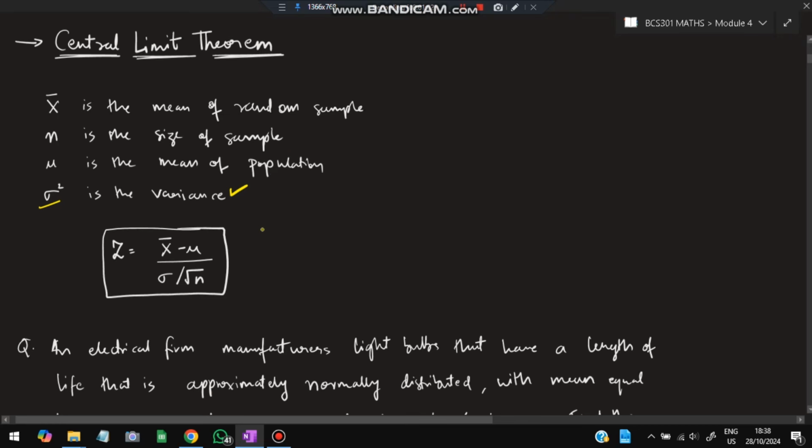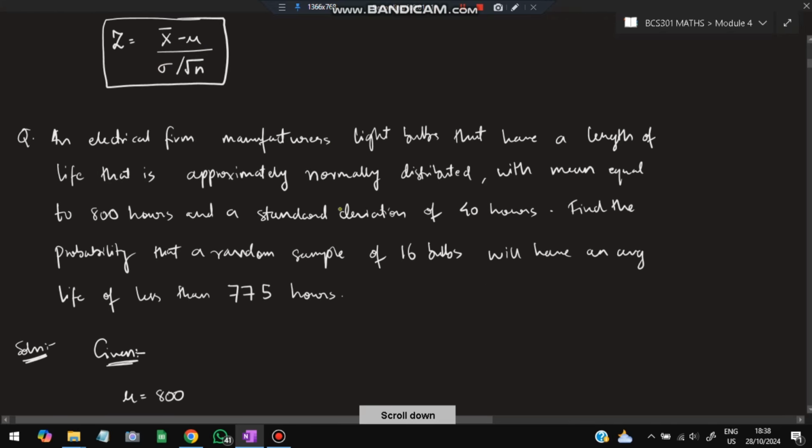Now the formula is that you have to find the z value. It is given by x bar minus nu divided by sigma over root of n. Okay, so let's get started with the previous questions.